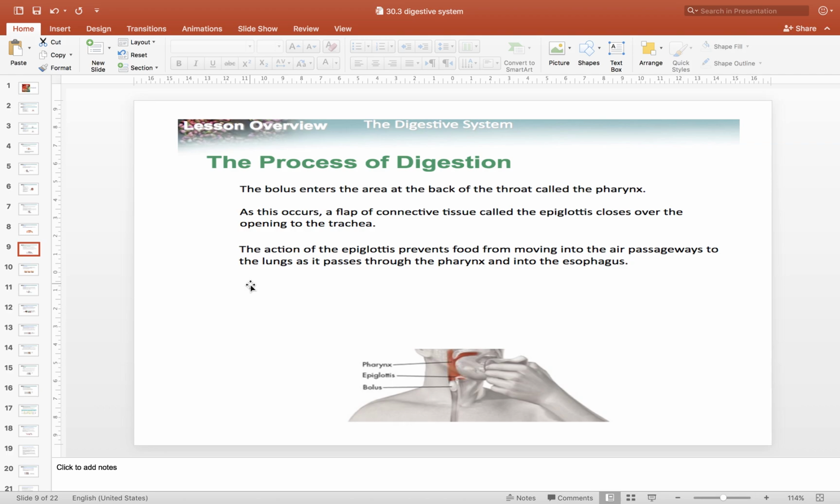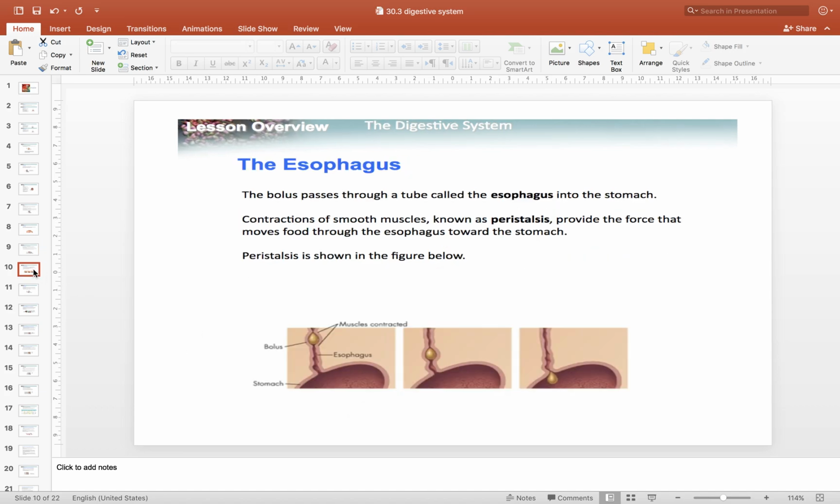So the mouth is going to be the number one portion of the digestive process, and then the food will travel down the esophagus, in which case we have this epiglottis that will protect the opening of the trachea. So when you get ready to swallow, the food does not enter your lungs. And it moves down the esophagus, which is a tube leading down into the stomach, through a process called peristalsis.